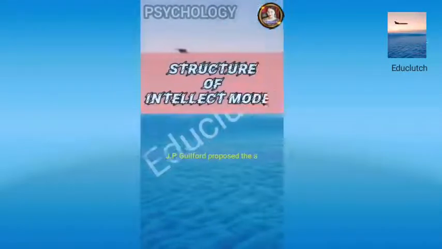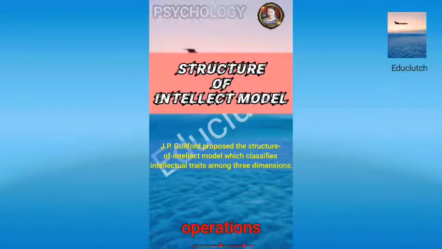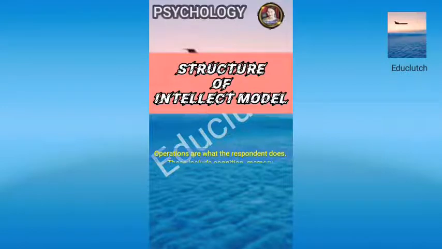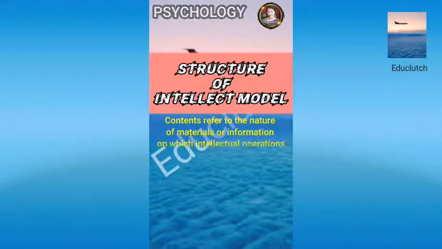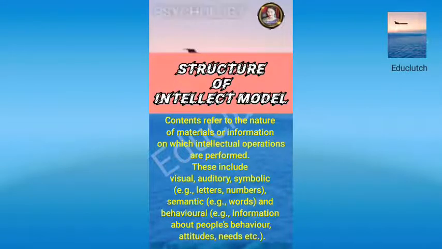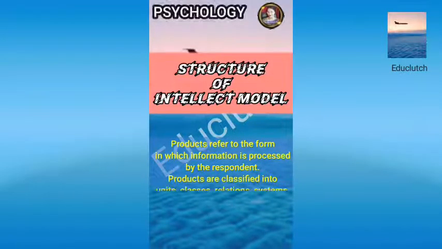J.P. Guilford proposed the structure of intellect model, which classifies intellectual traits among 3 dimensions. First is operations, second is contents, and third is products. Operations are what the respondent does. These include cognition, memory recording, memory retention, divergent production, convergent production, and evaluation. Content refers to the nature of materials or information on which intellectual operations are performed. These include visual, auditory, symbolic, and behavioral. Product refers to the form in which information is processed by the respondent. Products are classified into units, classes, relations, systems, transformations, and implications.